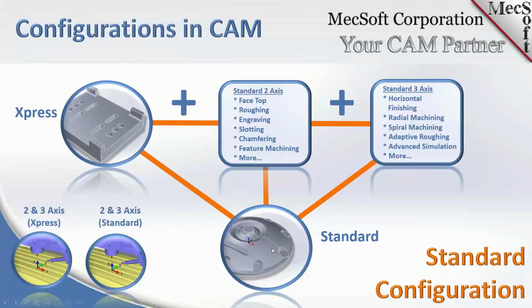So in this standard configuration, you start with the Express that we just talked about, and then we're going to add the standard configuration, which has standard 2-axis operations such as face top, roughing. Now this is in addition to the Express that we just talked about. So some examples of the additional operation types are face top, 2-axis roughing, engraving, slotting, chamfering, and you also get an introduction to the feature machining capability in the product. And obviously there are more operations and capabilities.